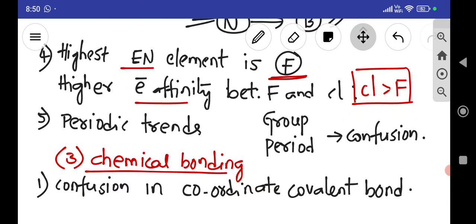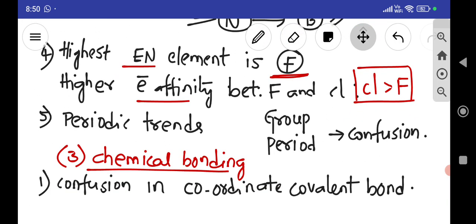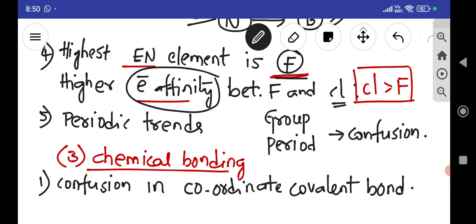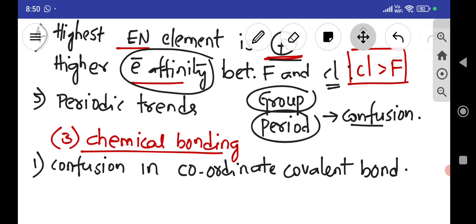Next, important thing is when they ask which one has the highest electronegativity, you have to answer fluorine, not to get confused with chlorine. And if they ask electron affinity, the tendency to gain one electron, chlorine should be answered. Okay, so don't commit this mistake. Next, in the periodic trends also, there will always be confusion with the group and the period. You should practice more on this.